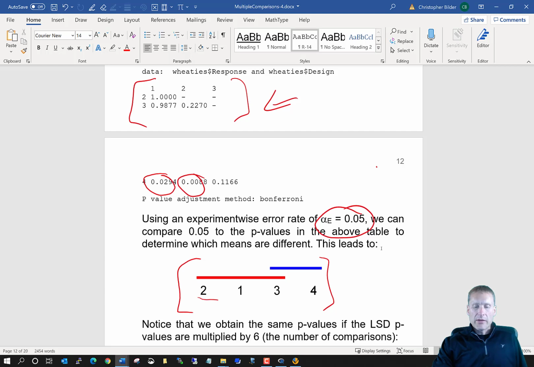So for example, if we look at 2 and 1, that is a p-value of 1. In the end, that minimum kicked into play there, where the previous p-value from Fisher's protected LSD was such that if you take that times 6, you get something greater than 1. And so we set that top possible value of the p-value to be 1. So between 1 and 3, p-value 0.9877. Between 2 and 3, it is 0.227. So that's why we have that line being extended.